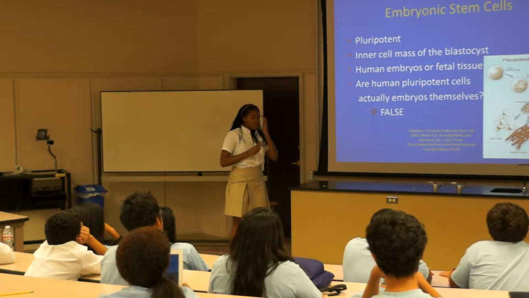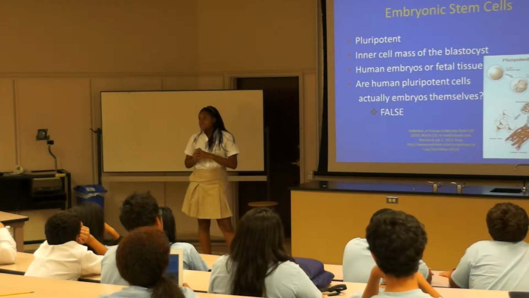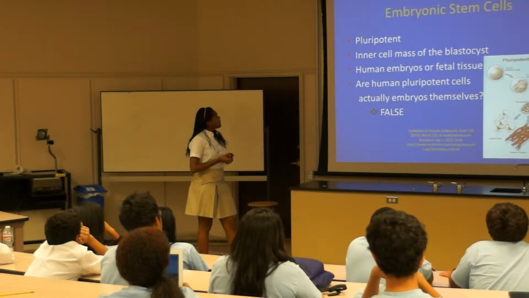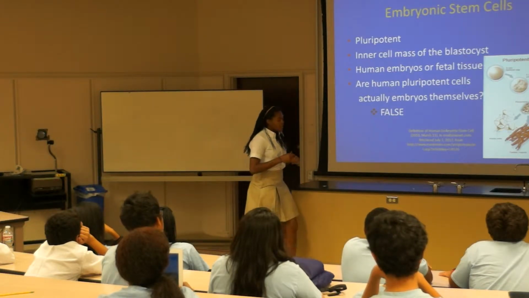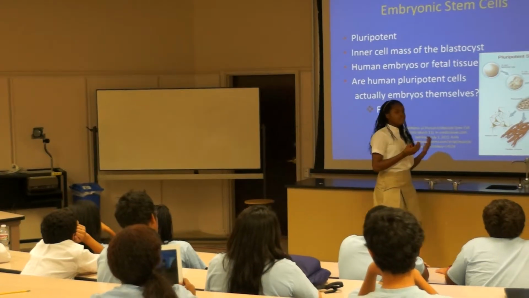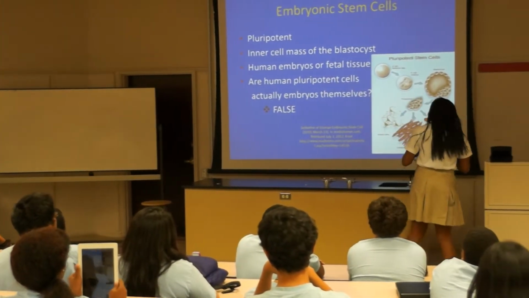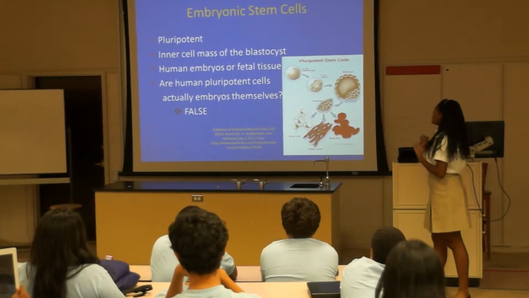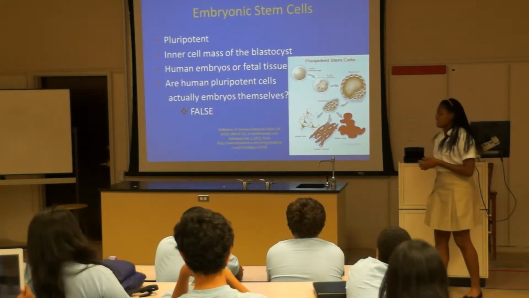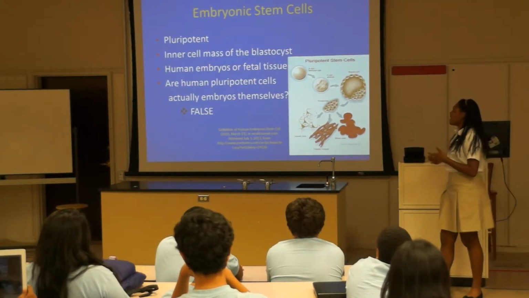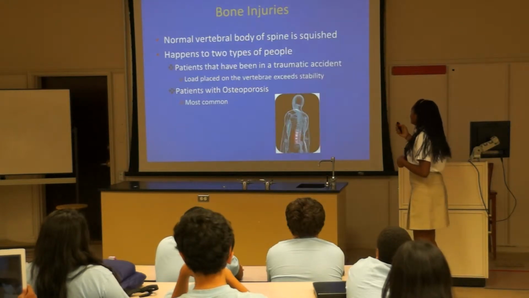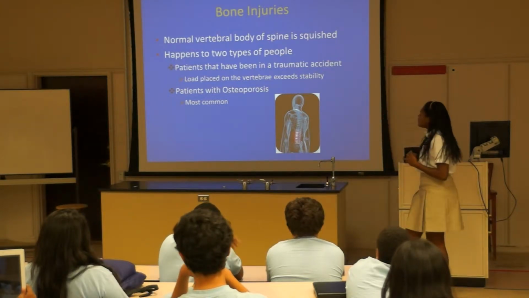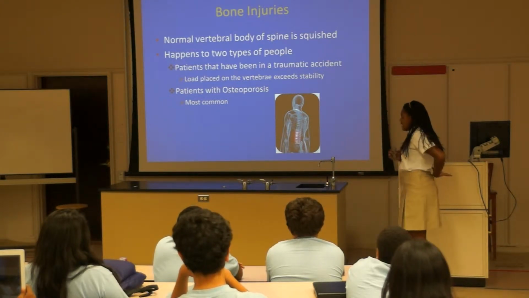Embryonic stem cells are pluripotent, which means that they can turn into more types of cells than a neural stem cell can. And you get them from the inner cell mass of an embryo. So it's basically a human fetus. And researchers have found that most people don't like using embryonic stem cells for therapy because they think that you're killing the human fetus when you're really not. So that's false.